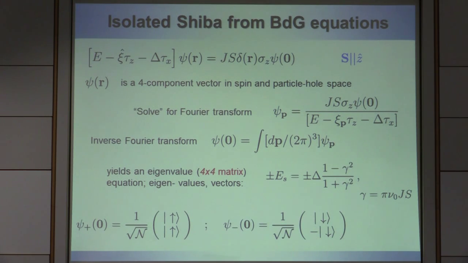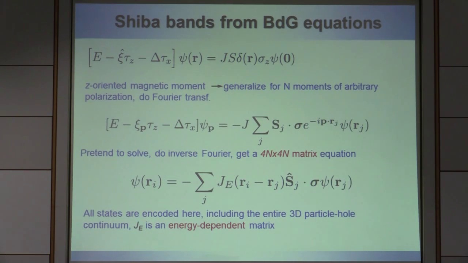So the states that correspond to the Shiba level, and because everything is particle-hole symmetric, there are particle-like and hole-like states, psi plus and psi minus, that have quite simple construction. Now this solution, which was in somewhat different terms in Shiba's paper, can be generalized onto the case of the chain. So this is somewhat new.